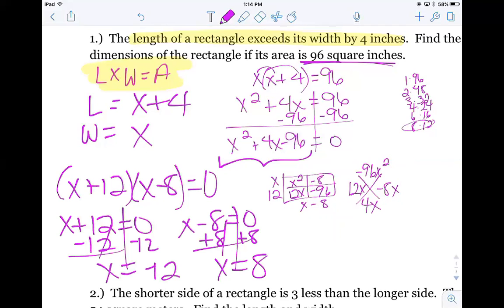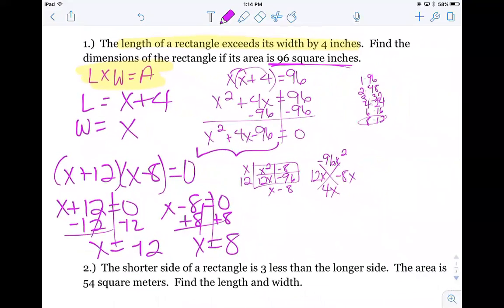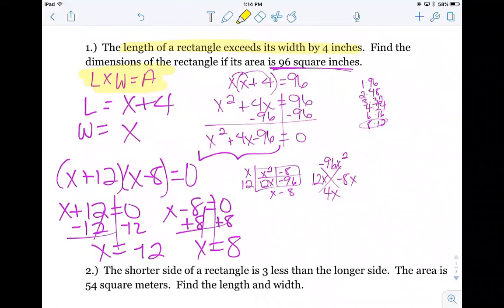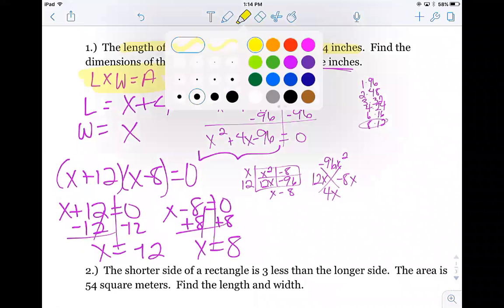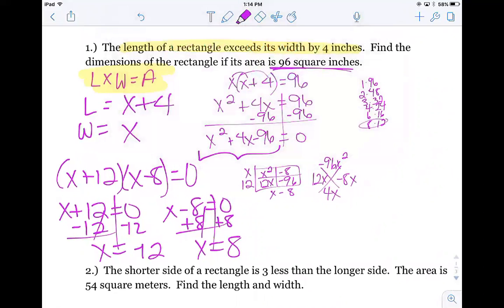We're talking about area, length, and width, so we want to look at our answers and see if they make sense. This x equals negative 12 is not going to work out. I'm going to put an x through it because you can't have a negative length or width of inches.